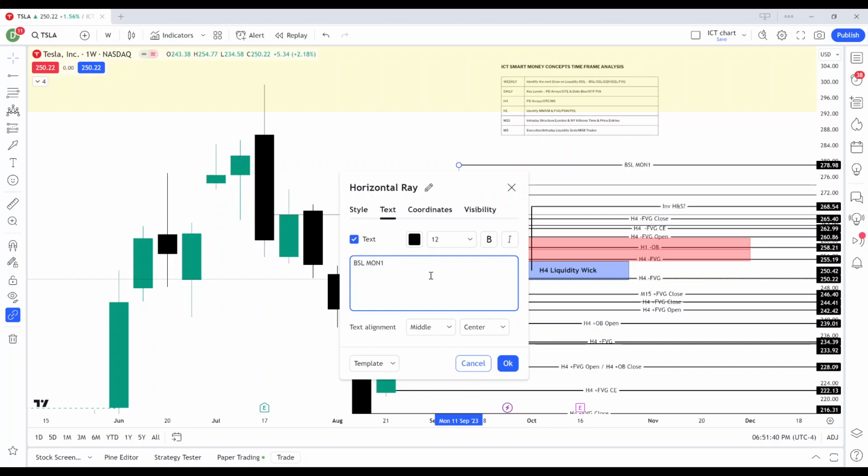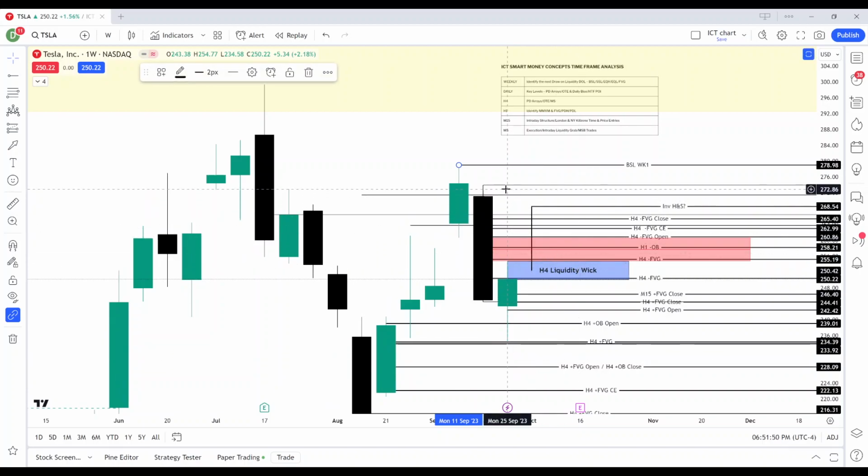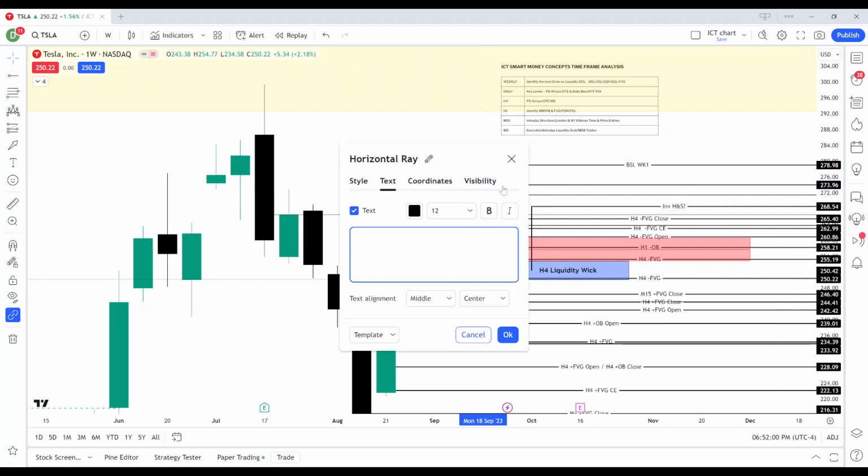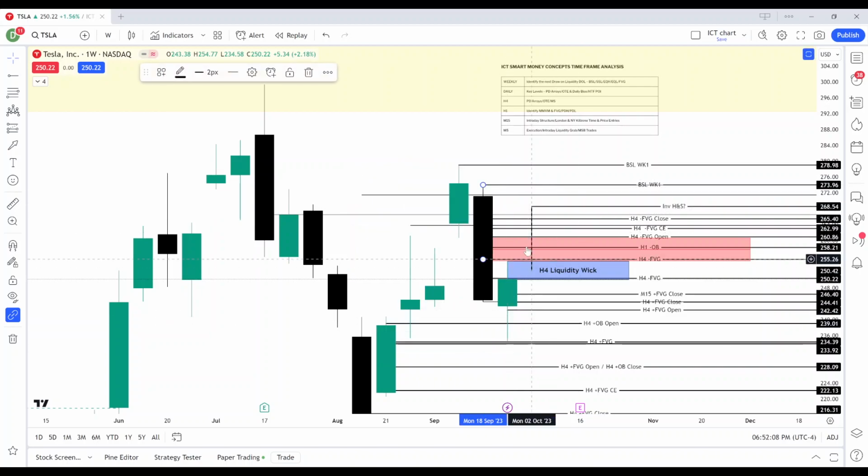Buy side liquidity, month 1. So, this is weekly. Sorry, guys. So, week 1. And then we already have it marked off here, but we could also just put a horizontal level there. Okay. Also, buy side liquidity, weekly. You label it however you like. Okay, so we got that.